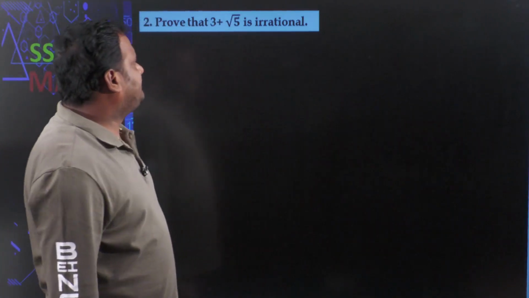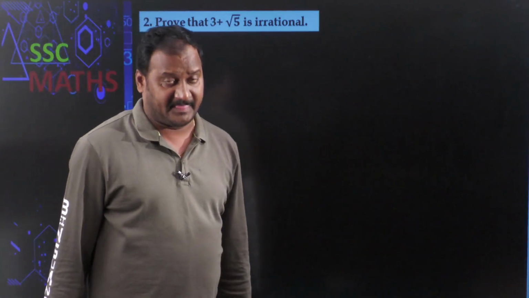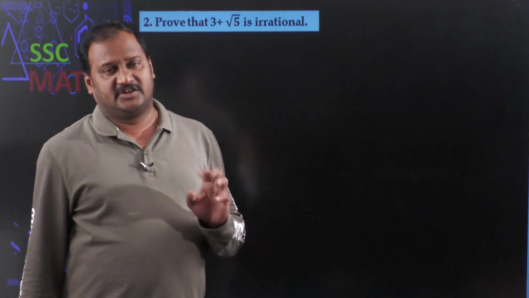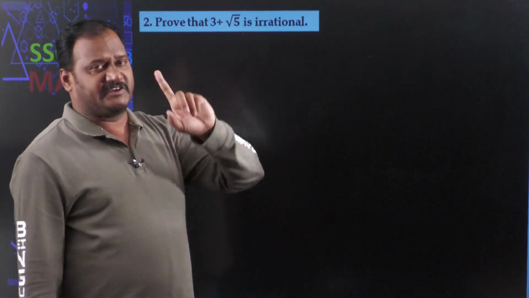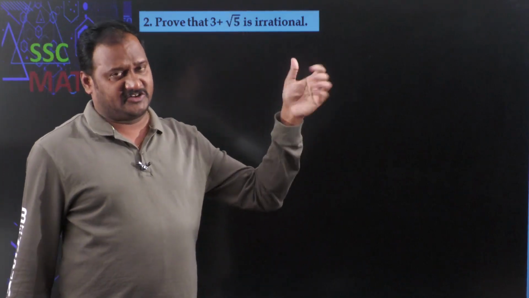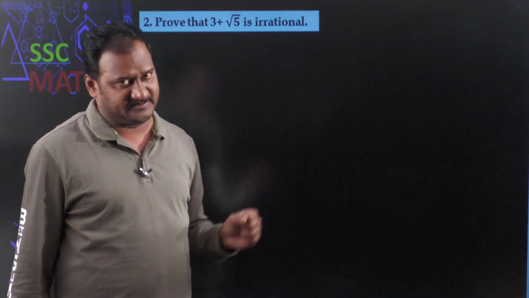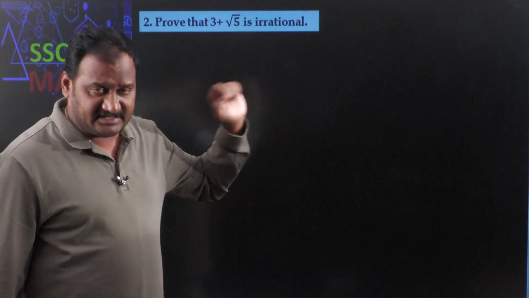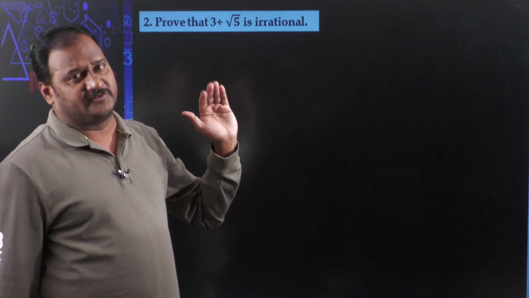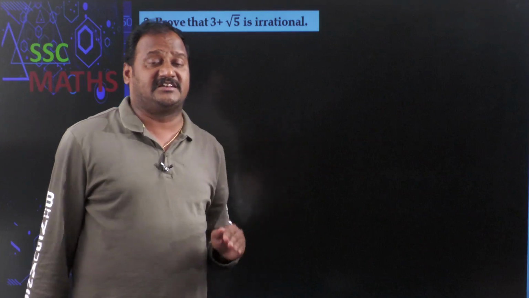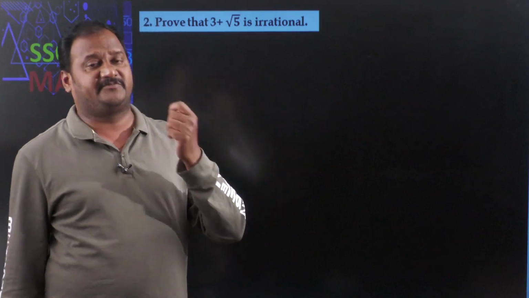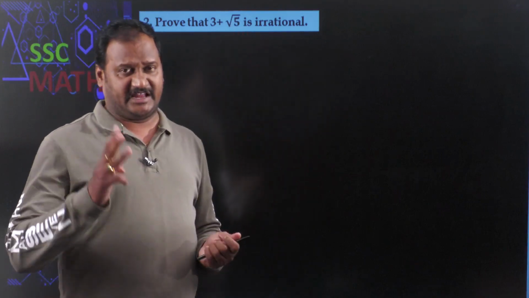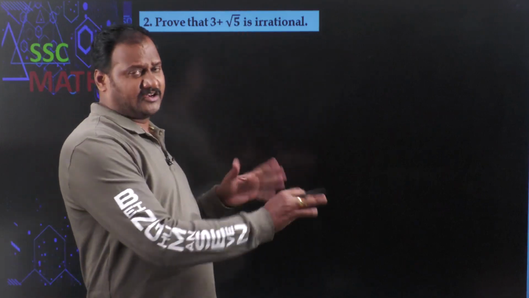Here it is: prove that 3 plus root 5 is an irrational number. We can answer this problem in two ways. First, you prove that root 5 is an irrational number by the indirect method of proof that we already discussed in the previous problem. After proving that root 5 is irrational, since 3 is a rational number and root 5 is irrational, the sum of a rational and an irrational number becomes an irrational number. Therefore 3 plus root 5 is an irrational number. So after proving root 5, with the help of 3 more steps, we can conclude this problem.